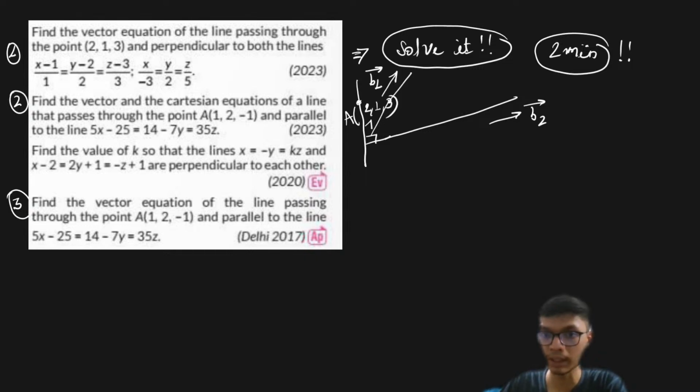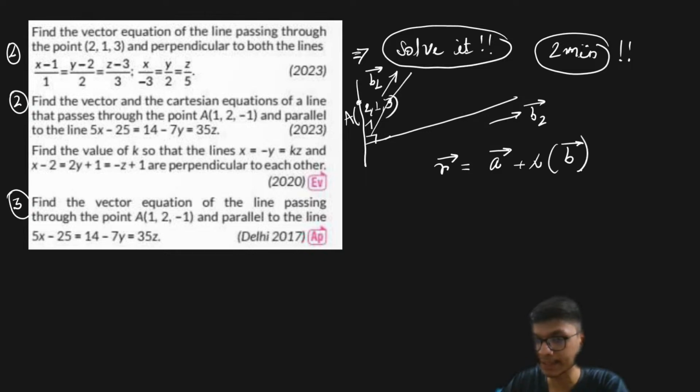In order to find the equation of the line, if you recall the definition, the general vector equation of a line is the position vector of a point lying on the line plus lambda times the direction vector along which the line is directed. So in order to find the direction ratio, what do we need to do? Since this line is perpendicular to line 1, let us call them L1 and L2. It is perpendicular to both L1 and L2.